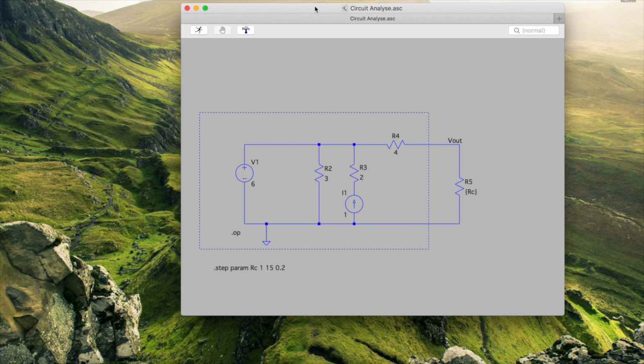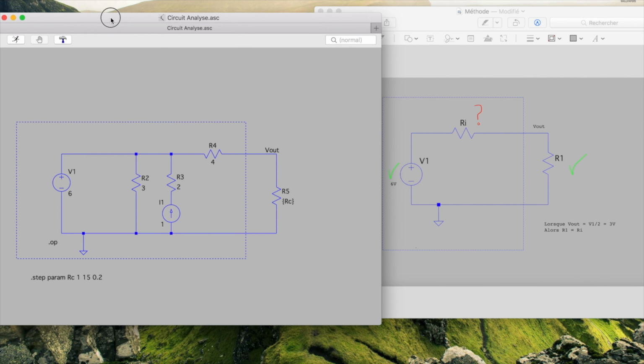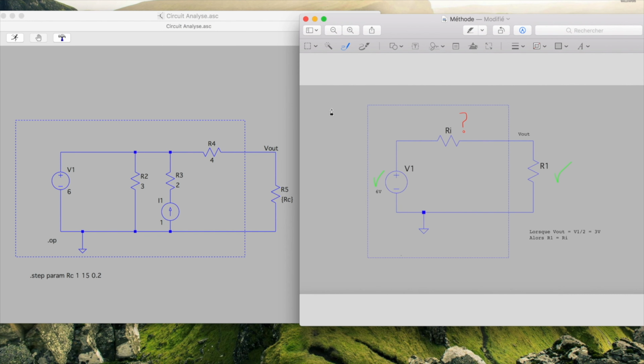However, what could have been done to measure this resistance if we had a more complicated circuit and wanted to use LTSpice? I have prepared this diagram to explain the method we will use. The idea is to replace this dipole here with this one.